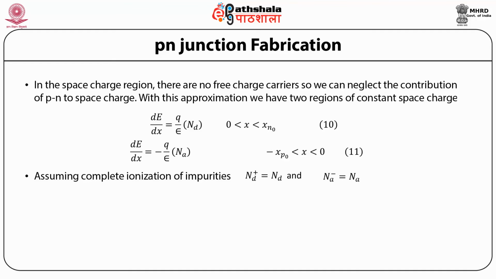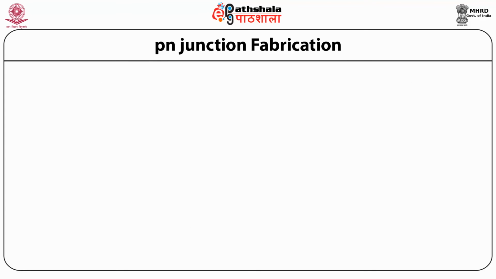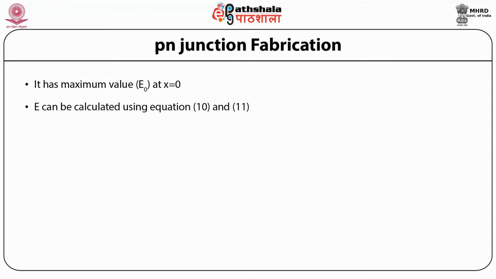So assuming complete ionization of impurities, that is Nd plus equal to Nd and Na minus equal to Na, within the transition region, E has two slopes, positive on N side, E increasing with x, negative on P side, E becoming more negative with x. It has maximum value E naught at x equal to 0. So E can be calculated by equations 10 and 11.